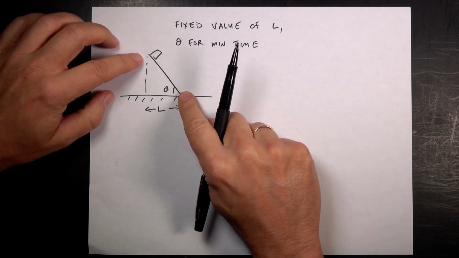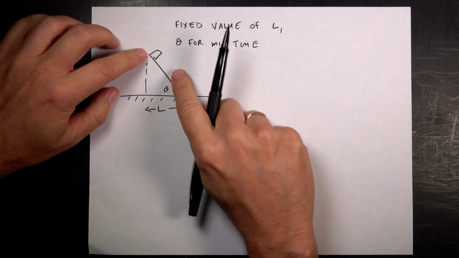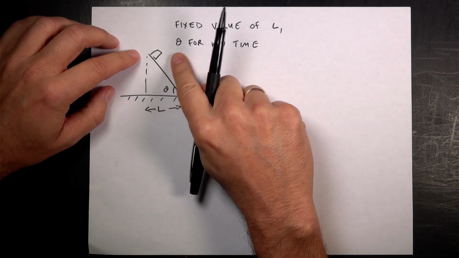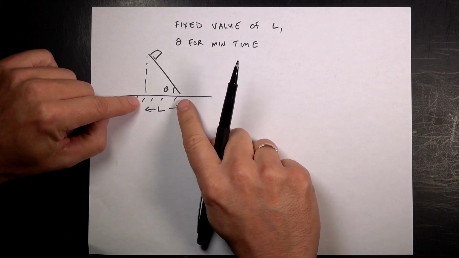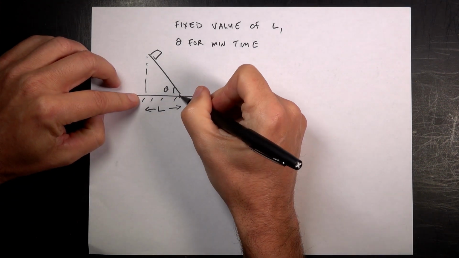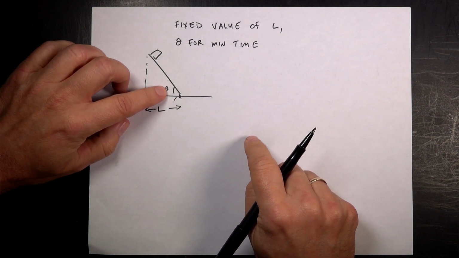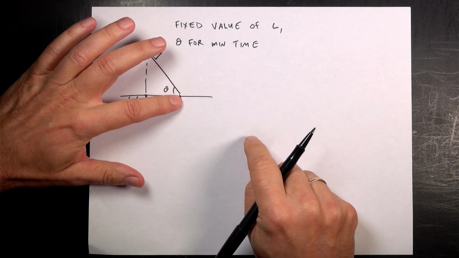So the idea is I have a block on a frictionless plane sliding down, and the angle can change, but this distance from here to there does not change. And so the question is, what angle minimizes the time to get to the bottom?